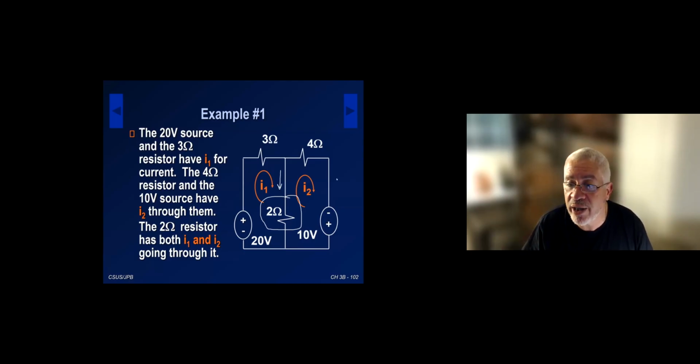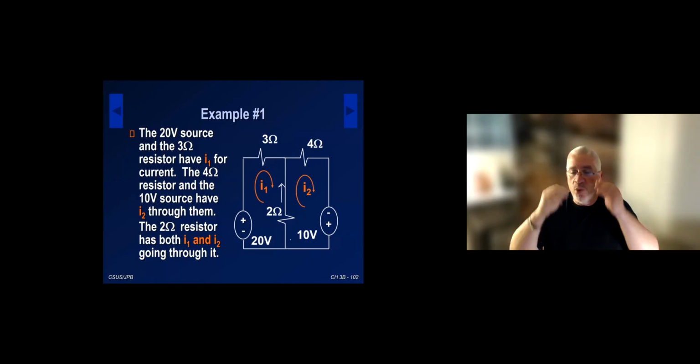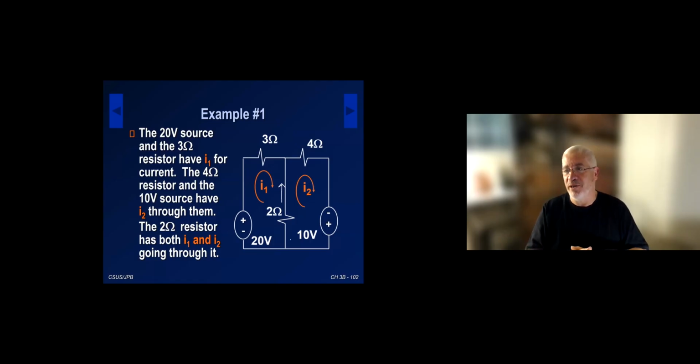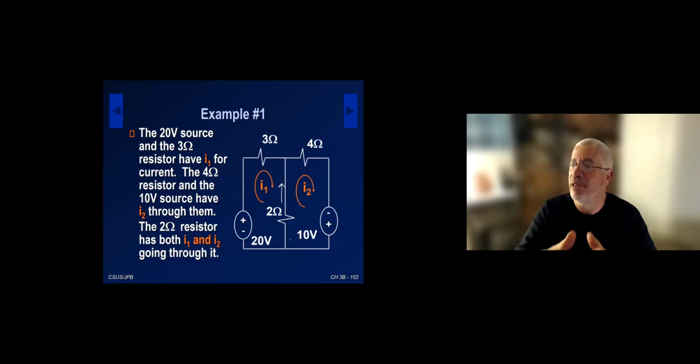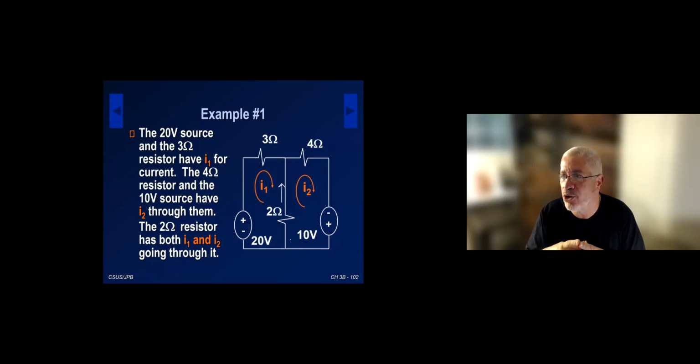If, on the other hand, I want the current going this way on the 2 ohm resistor, it will be I2, because I2 is going in the same direction as that current, minus I1. So in mesh analysis, when you have elements that are between two meshes, in the case of the 2 ohm, you have to make sure that the element sees both currents. This is why I did not pick a one-mesh circuit; I wanted a two-mesh circuit to make sure that part is included in the discussion.